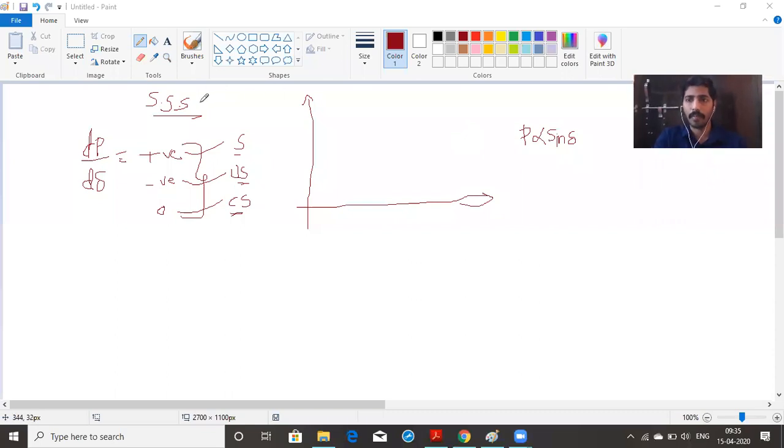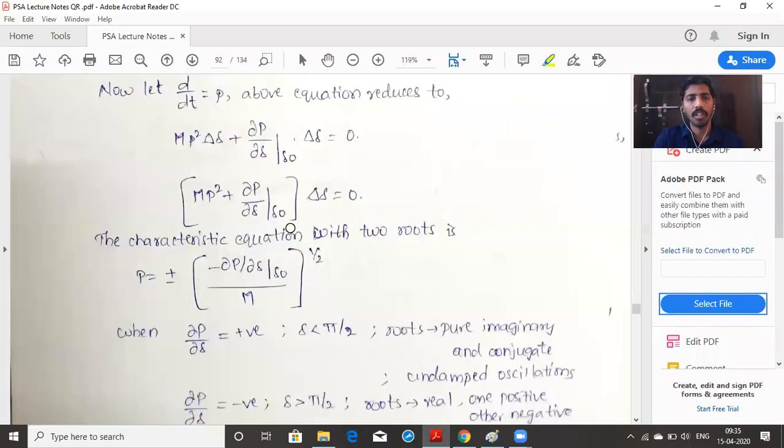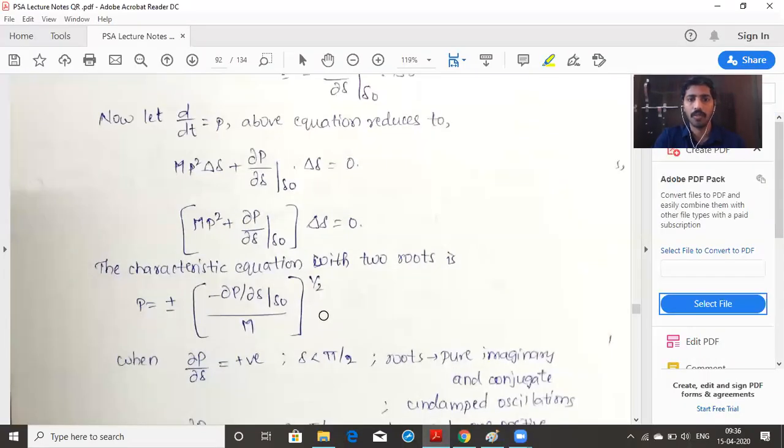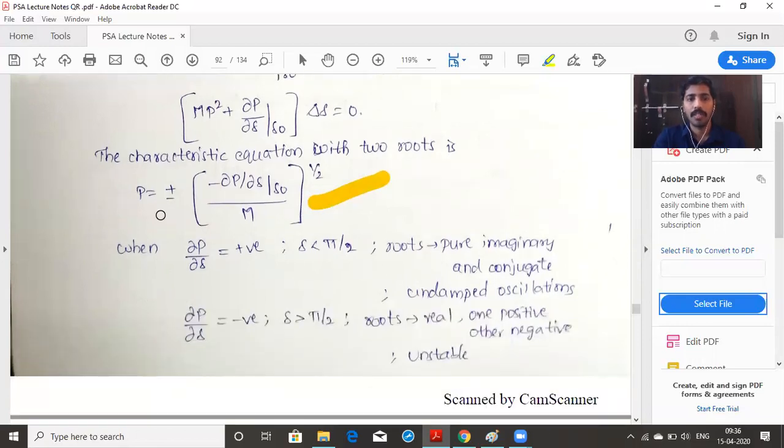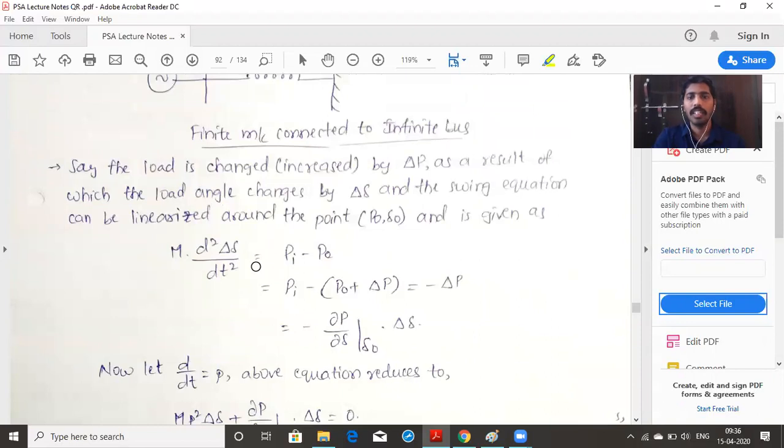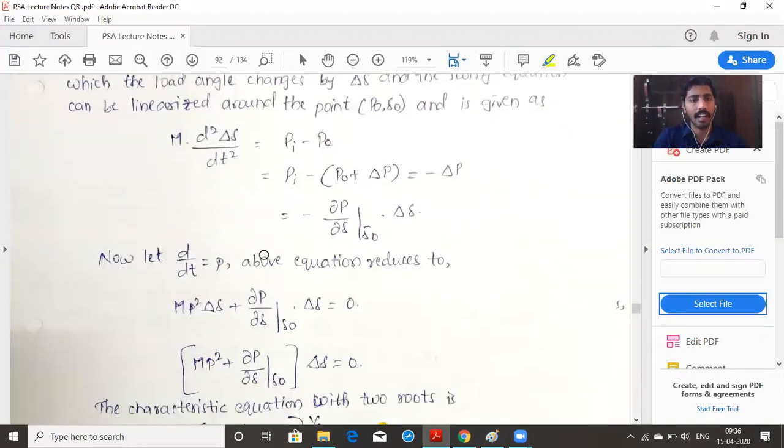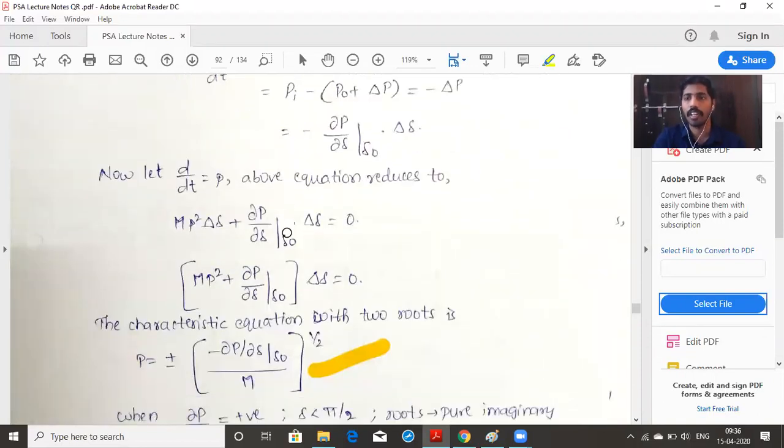we have tried to determine the steady state stability. When we determined that, we got this equation, these are the roots. That is, p is equal to plus or minus the square root of dou P by dou delta at an initial angle delta naught divided by M. I already told you this M is nothing but the angular momentum, a quantity of a rotating body. We call it the angular momentum.